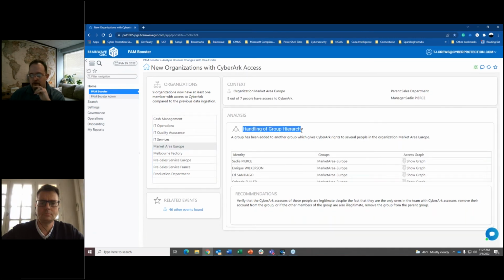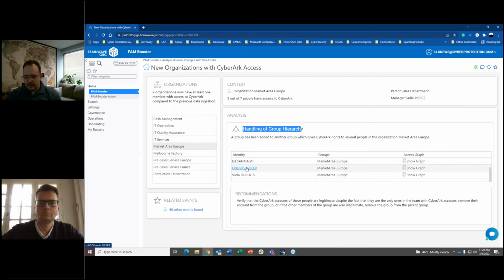So handling of the group hierarchy is the reason that this happened. I mentioned before how the market area group got nested into the research development group. The term for that is the handling of the group hierarchy. Something has changed. So right up front, PAM Booster has given me kind of an answer to my question without having to call the ITs to find out, hey, why did this happen? I can actually call them and say, this group got nested in this one because I've been told what's happened. Then I can find out if there was a configuration change on their side or as to why that happened.